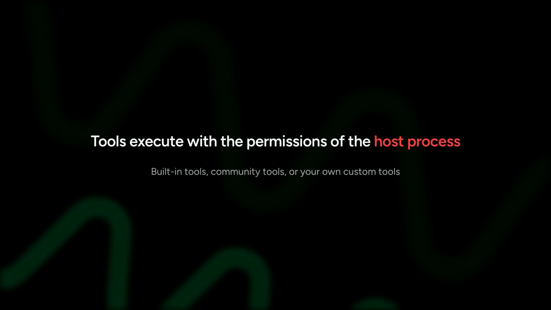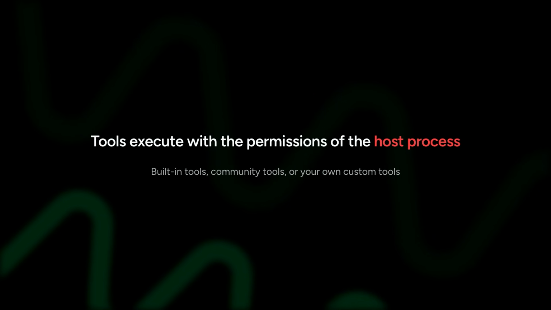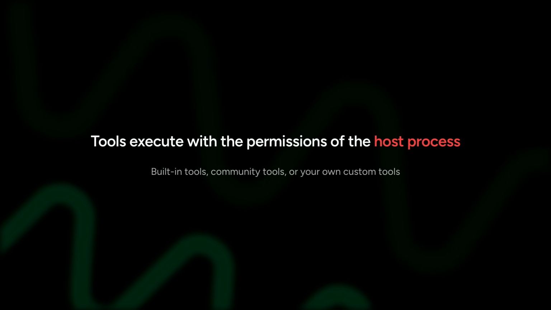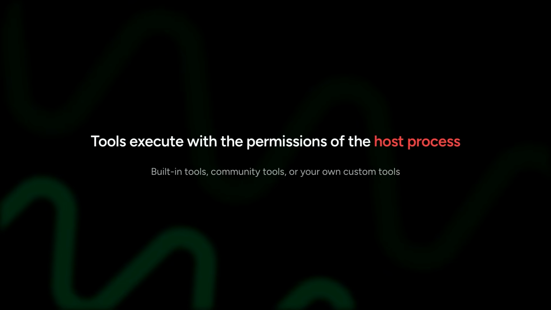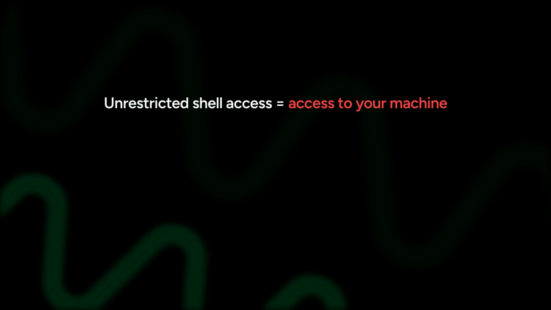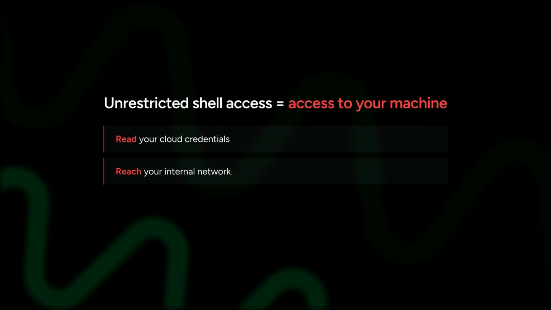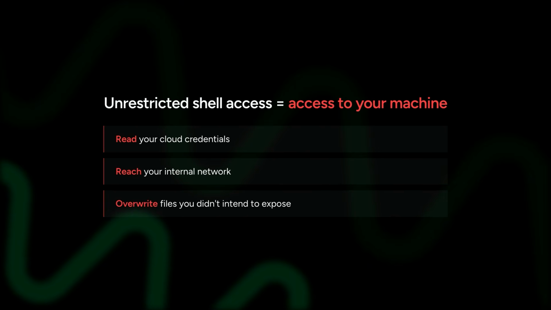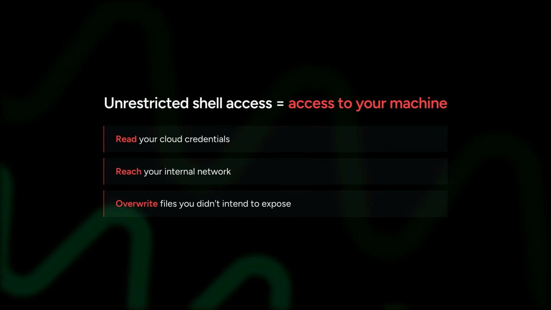So that's tools with MCP. Before we move on to the next video, there's something I want you to understand about tools. When you're using built-in tools or community-built tools or building your own, it's good to understand that tools execute with the permissions of the host process. That means if you give your agent unrestricted access to the shell tool, you've effectively given it access to your entire machine. An agent that can run curl can also read your cloud credentials, reach your internal network, and overwrite files that maybe you didn't intend to expose.